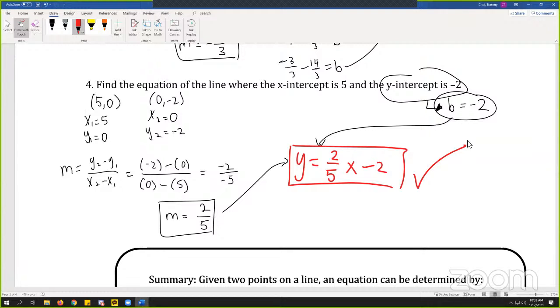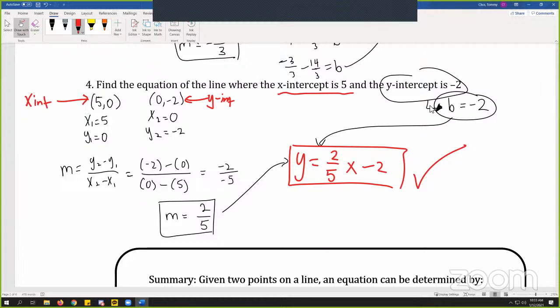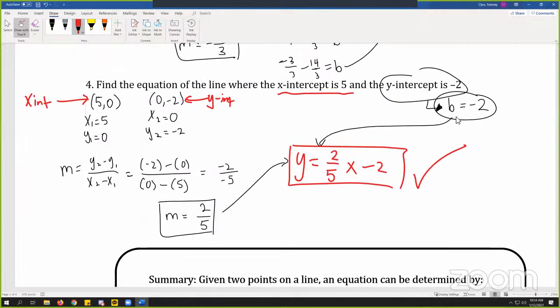But the main thing you have to realize is that when it tells us that the x-intercept is 5, can you get this? Can you identify the coordinates of your x and y intercepts? Not difficult, but if you forget about it, you forget about it. Okay? Any questions on this one?